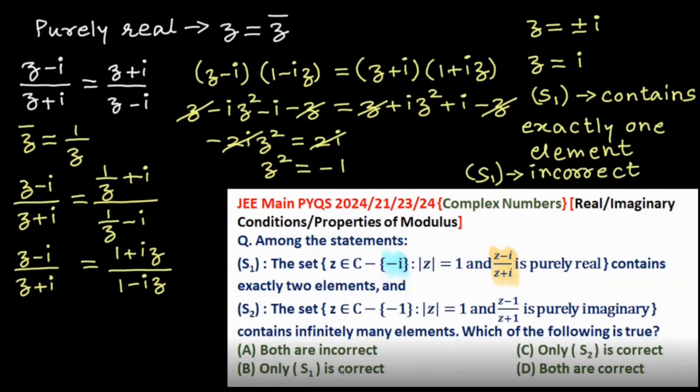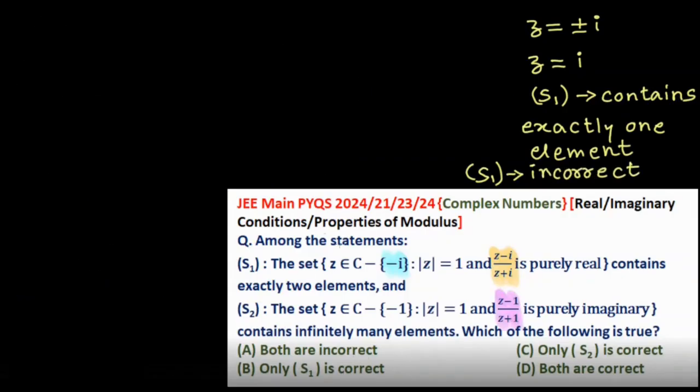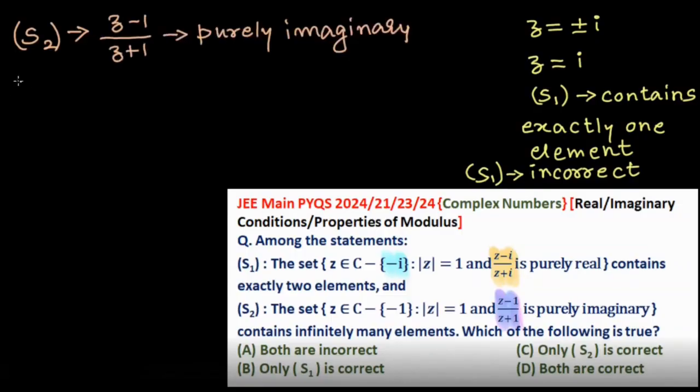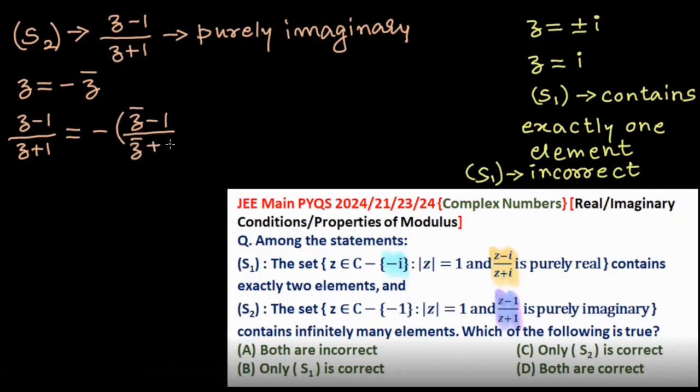Next, we will analyze statement S2. In statement S2, this complex fraction (z minus 1) upon (z plus 1) is given to be purely imaginary. A complex number z is purely imaginary when it is equal to the negative of its conjugate z bar. So for this complex fraction (z minus 1) upon (z plus 1), it is equal to negative of (z bar minus 1) upon (z bar plus 1).